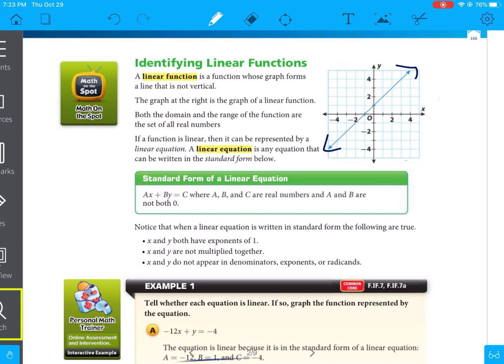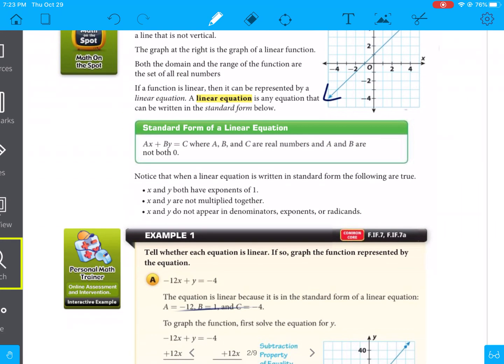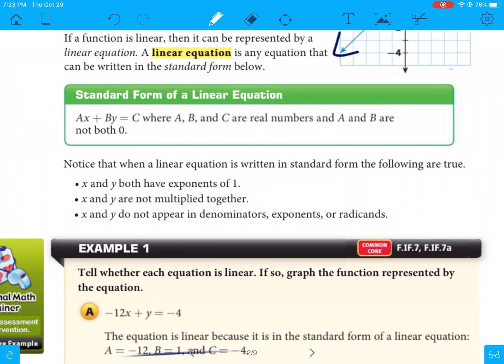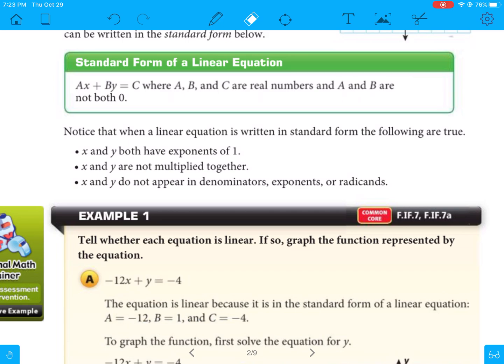Notice that when a linear equation is written in standard form, the following are true. X and y both have exponents of 1. If it has an exponent that is not 1, it is not linear, like if your x is squared or to the third power. X and y are not multiplied together. They have to be added or subtracted. They can't be multiplied or divided.